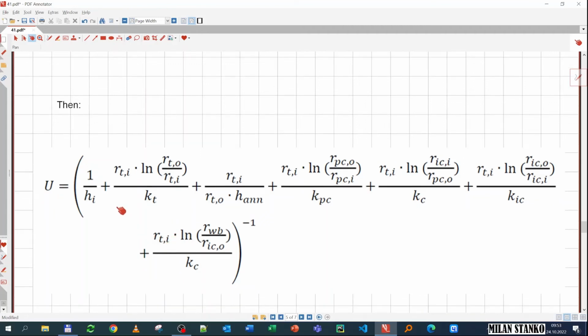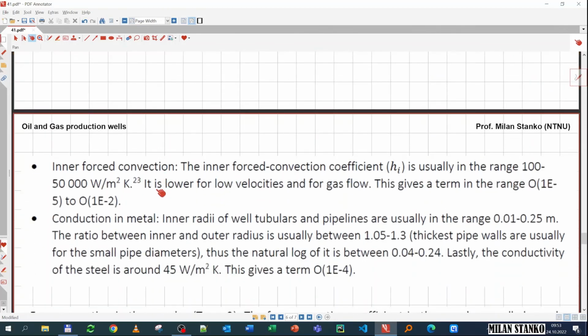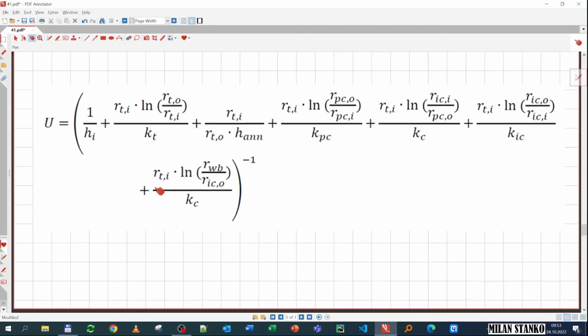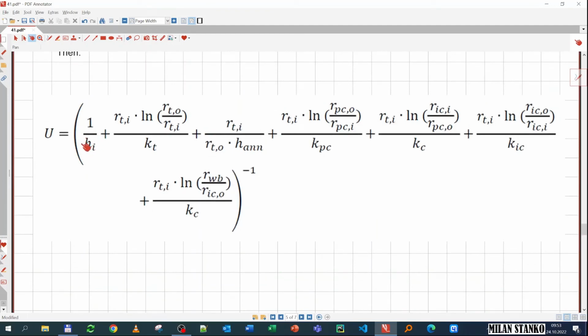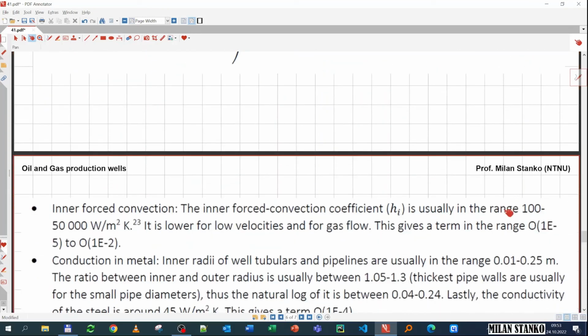It's not always that all the terms here are important. Sometimes some terms might be more relevant than others. I tried to make here in this text some analysis of the order of magnitude of the terms. For example, this H depends on the flow, what kind of flow pattern I have. I might have flow of liquid, I might have flow of gas, bubble flow, or slug flow. This H might change. I found some numbers in the literature. They say it ranges from 100 to 50,000.